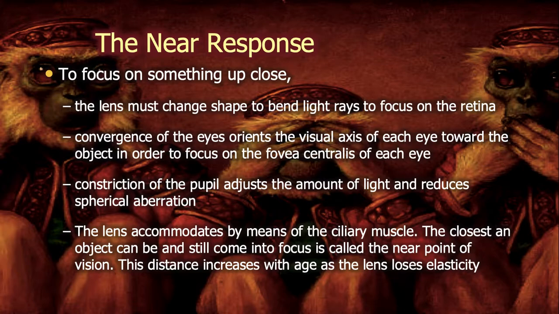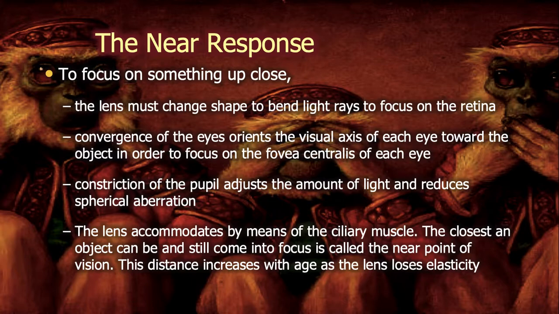Okay. Secondly, I'm going to read this one to you, and then we're going to explain it, because it is a lot of words. Okay, so it says convergence of the eyes orients the visual axis of each eye towards the object in order to focus on the fovea centralis of each eye. Okay. So we know that the fovea centralis is where we want to focus things, right? That's the point of the highest visual acuity. Okay, and that means that I need to be staring at something directly in order for the light to come in and hit it at the very back of my eye, right? If I'm looking at something and it's over here and it comes in, it's going to hit over to the side somewhere. It's not going to hit on that fovea centralis that's in the middle.